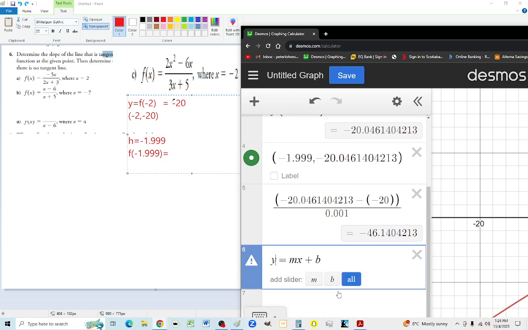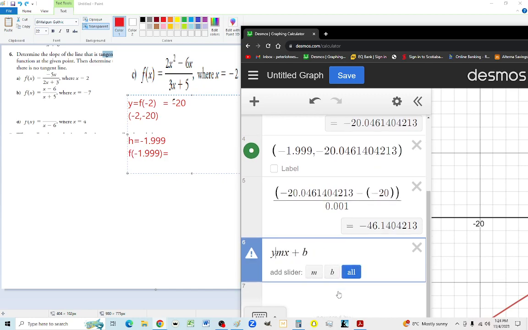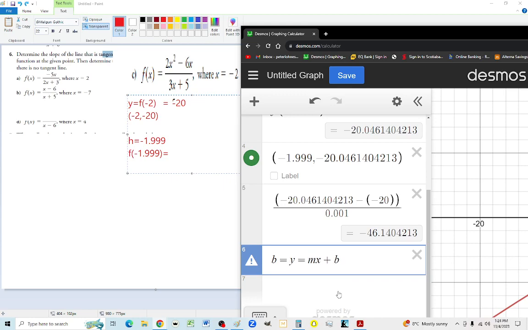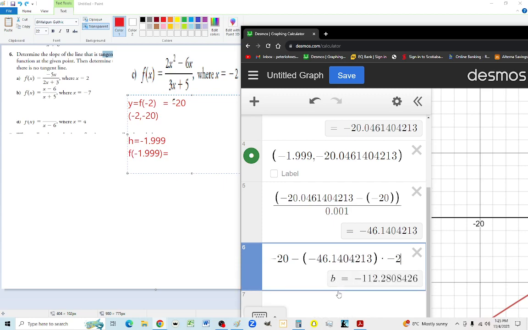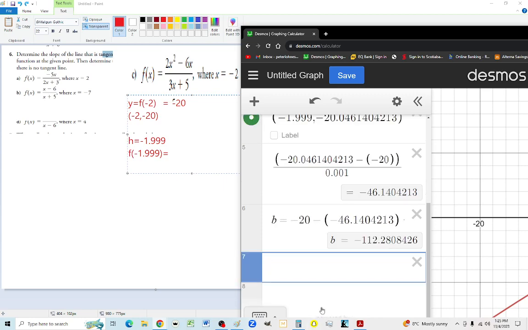b is going to be equal to y minus mx. Well, we just figured out m. m is minus 46.1404213. And we figured out y. y is minus 20. And we figured out x. x in this case is minus 2. We got a b of that. So now we have the slope.